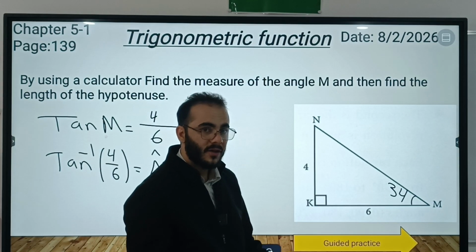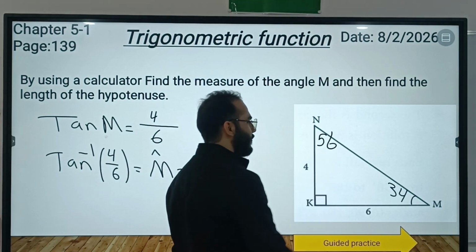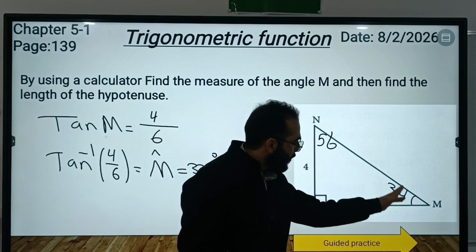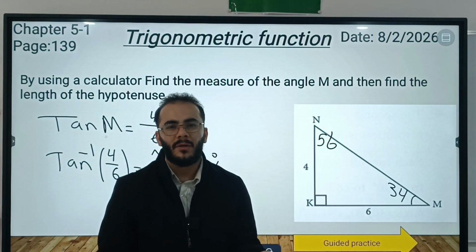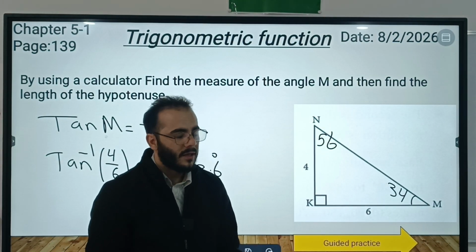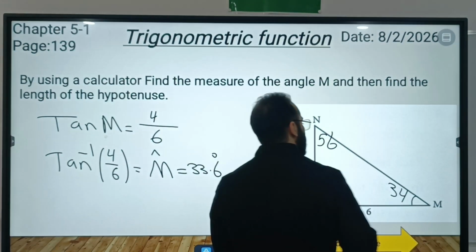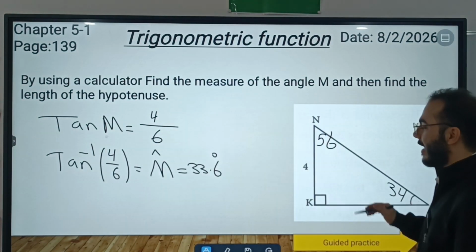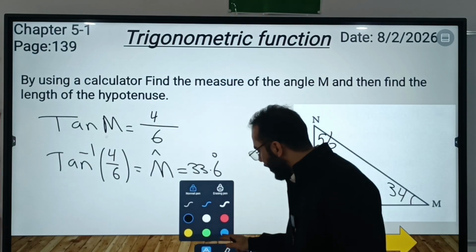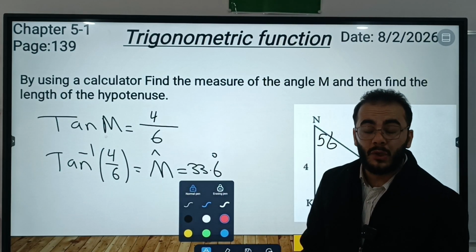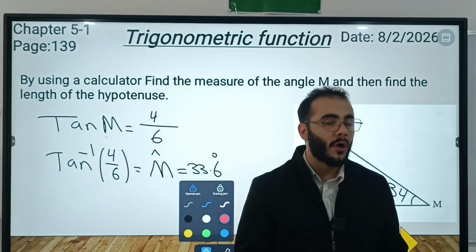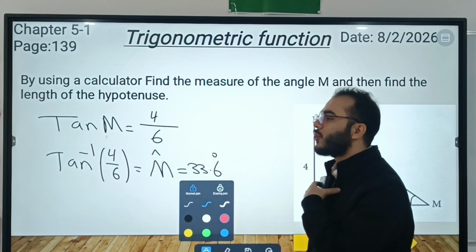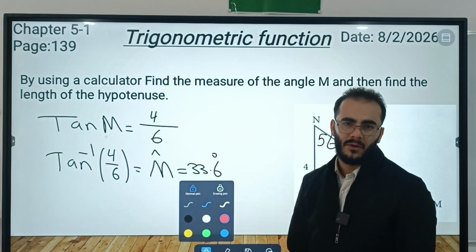So 90, 34, 56. If you find one of them, the other one is going to be clear based on the sum of the interior angles in a triangle. And as well, it asks about the hypotenuse, find the hypotenuse. Here is the thing that I told you, we have got two ways, either using trigonometric ratios to find the hypotenuse or the Pythagorean theorem. Well, I strongly suggest you go with the Pythagorean theorem.